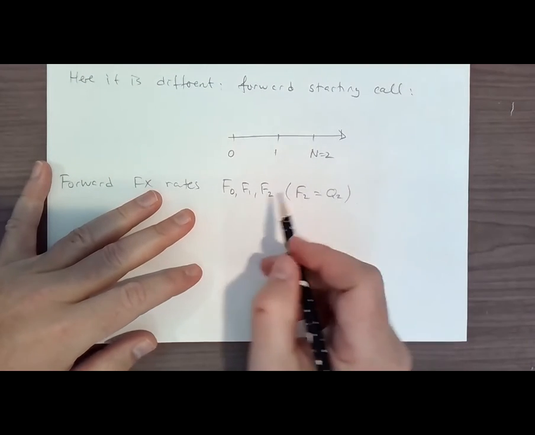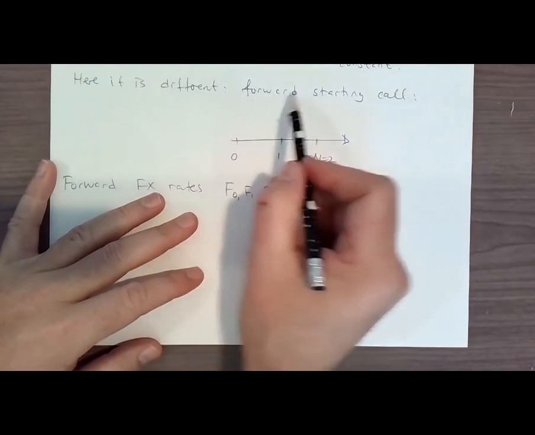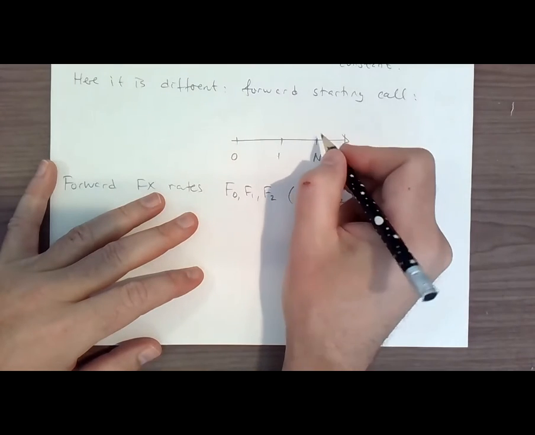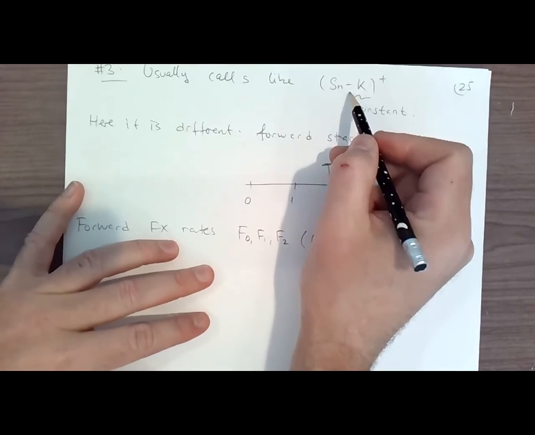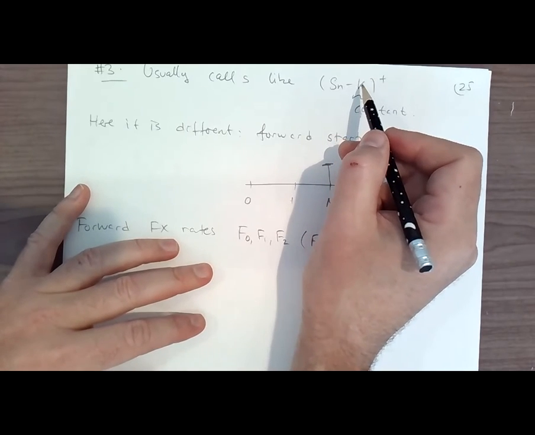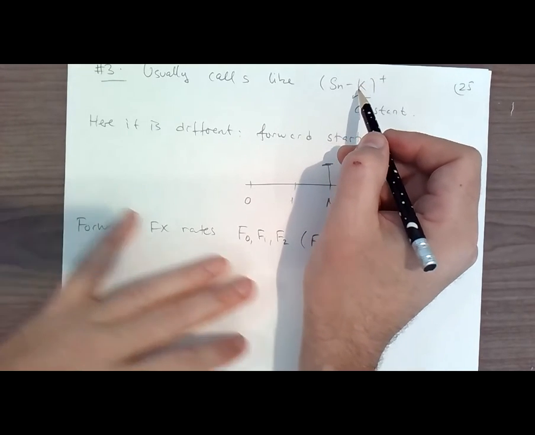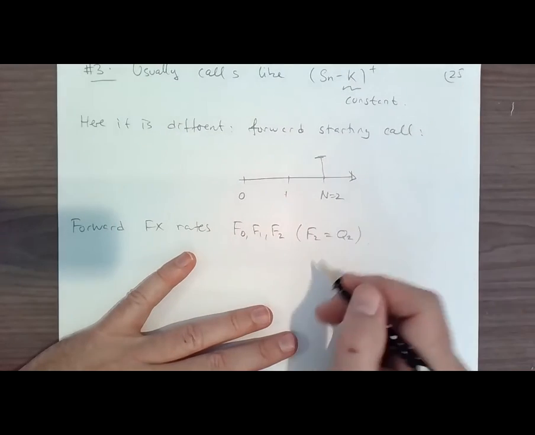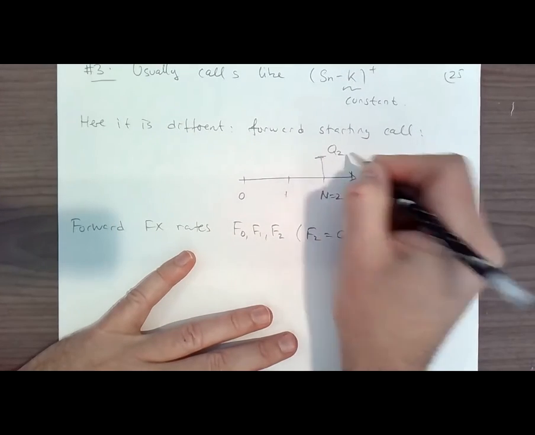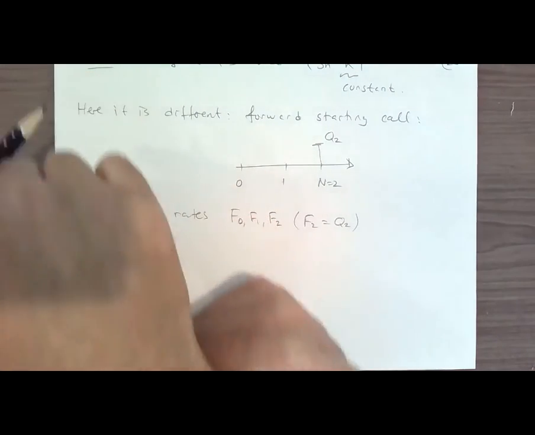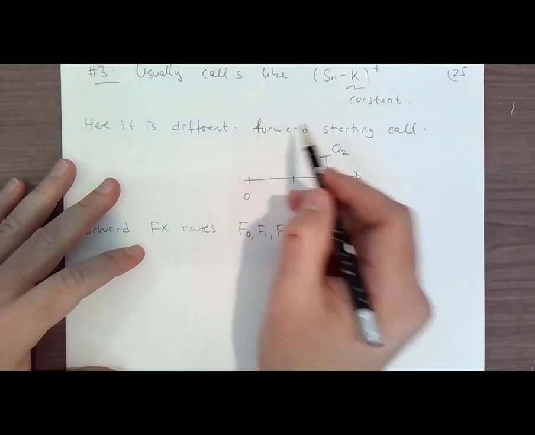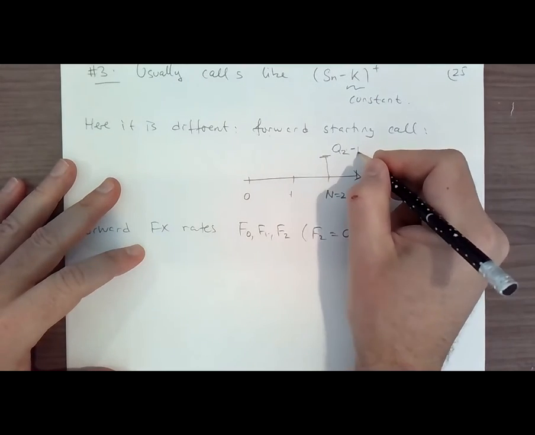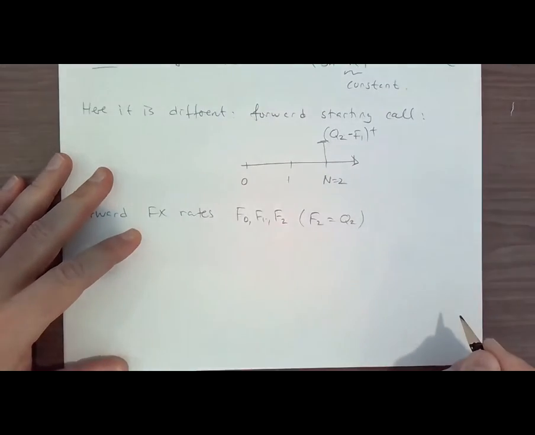Now, what is the difference between a standard call and a forward starting call? Well, the payoff here is not going to have this form that we're used to. The payoff is going to be written on Q2, but instead of having a constant strike, the forward starting call is going to have the forward price inside here.